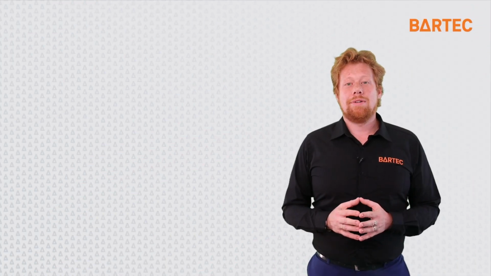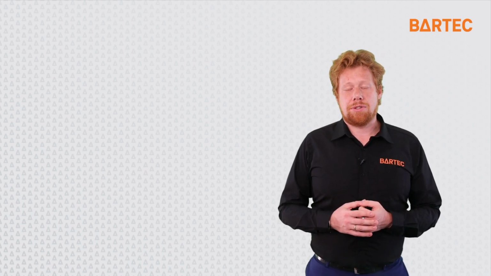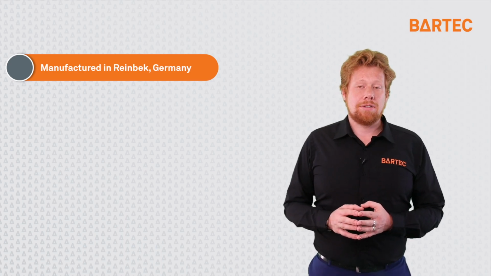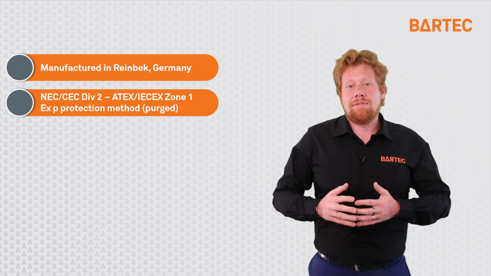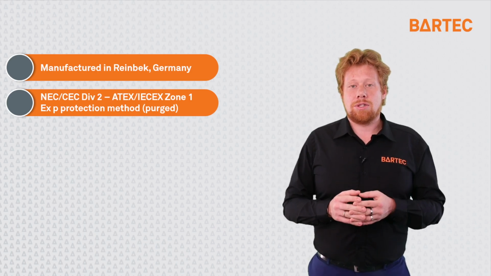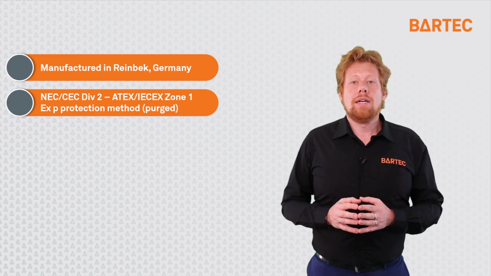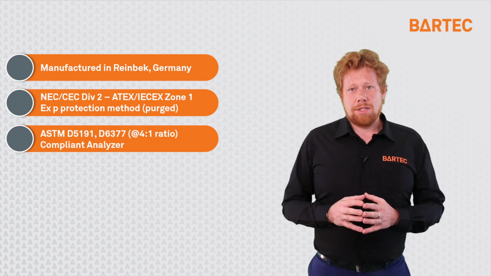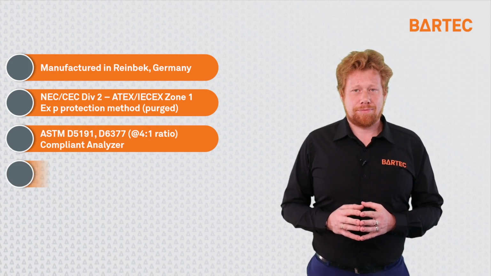Now that you know how the RVP4 looks like and operates, let's take a look at some of its features. The RVP4 is manufactured at our BARTEC Benke factory in Reinbek in Germany. It is a Class 1 Div 2 or ATEX IECEx Zone 1 analyzer that uses a purged or Ex p type protection method. The RVP4 is also compliant to ASTM D5191 and D6377.